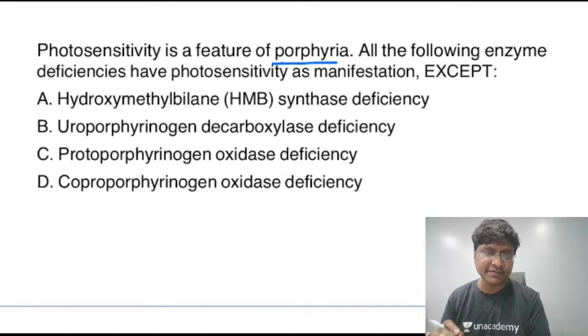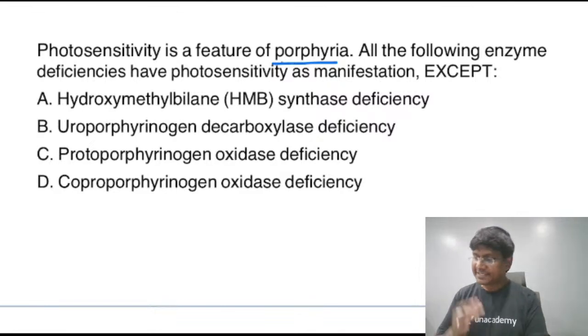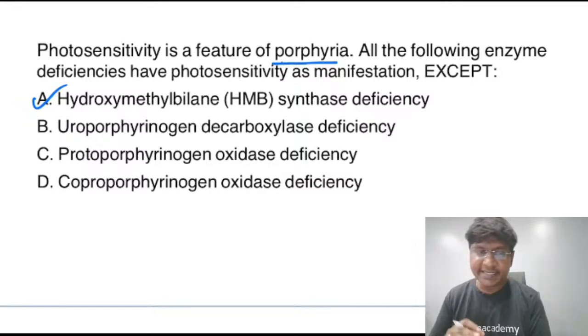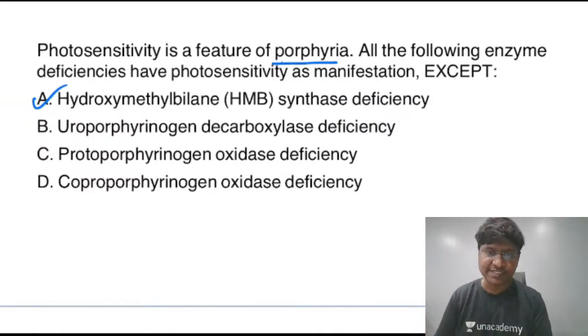All the following enzyme deficiencies have photosensitivity as manifestations except hydroxymethylbilane synthase deficiency, uroporphyrinogen decarboxylase deficiency, protoporphyrinogen oxidase deficiency, coproporphyrinogen oxidase deficiency. Where is that you don't have the photosensitivity? Very good. That is, in case of the hydroxymethylbilane synthase deficiency, you don't have this photosensitivity.